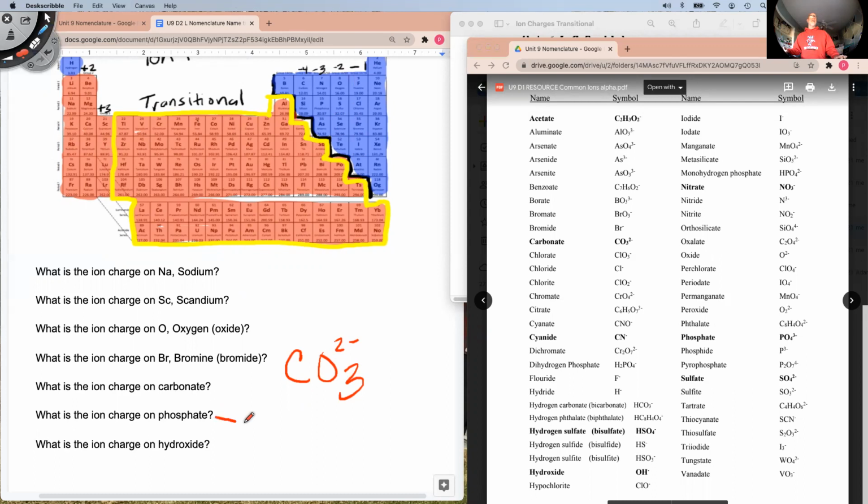The next one, phosphate. Where do we find that? We'd have to come over here, and sure enough, phosphate is sitting right in here. Phosphate is PO4 with a 3- charge. Hydroxide, if we come to our chart, we'll find it. There it is. Hydroxide is going to be OH, and there's a minus charge on the entire OH, a 1- charge. Okay, great. So let's move on.